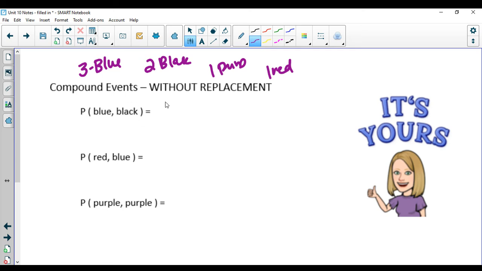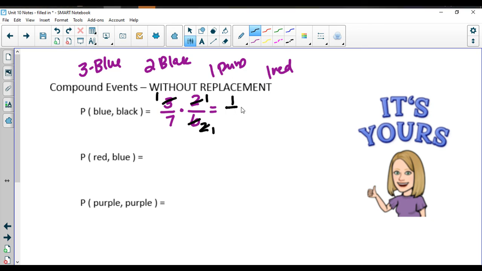So when I go to pick my blue shirt, there are 3 blues out of 7 shirts. I've worn the shirt, so now I'm down to only 6 shirts in my suitcase. When I go to pick out a black, there are 2 of those still in there. I can reduce. This becomes a 1, this will become a 2, and you'll notice my 2's can actually cancel, and I end up with 1/7. Obviously, you could be using your calculator for these, but these are such simple multiplication problems that you should be able to multiply these fractions.